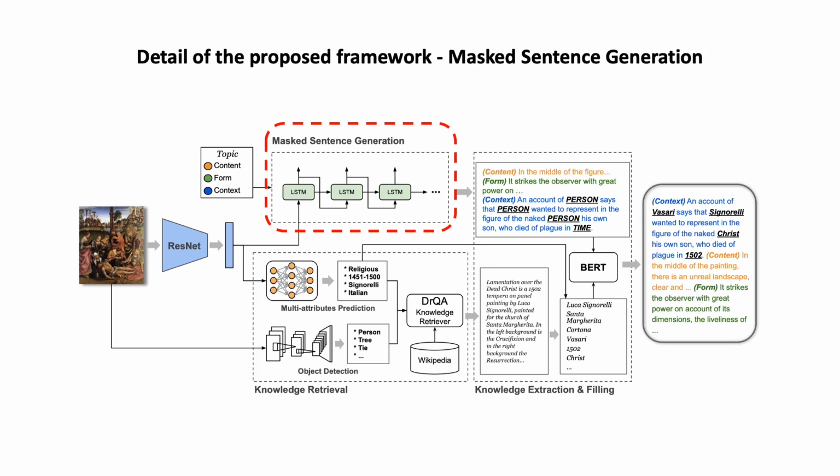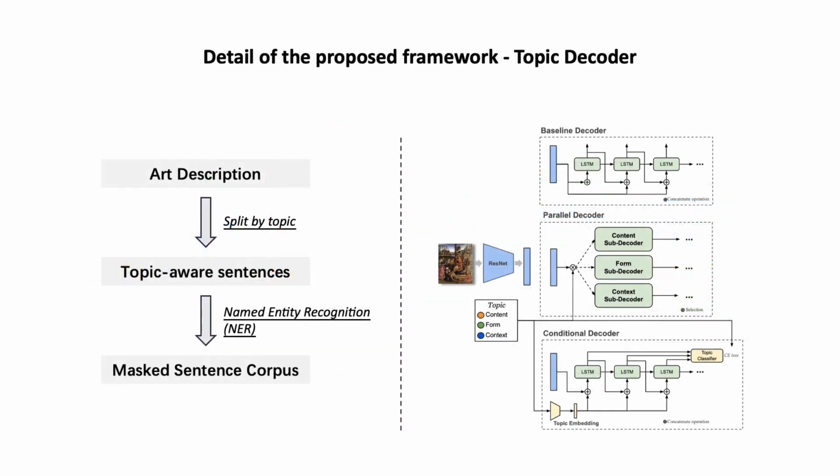First is the masked sentence generation part. In this part, the art descriptions are first split into three parts according to the topic. Next, named entity recognition is applied to process the normal sentences into masked sentences. Then, we use the corpus to train the decoder.